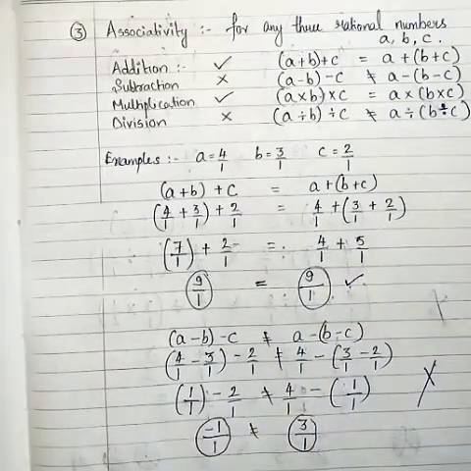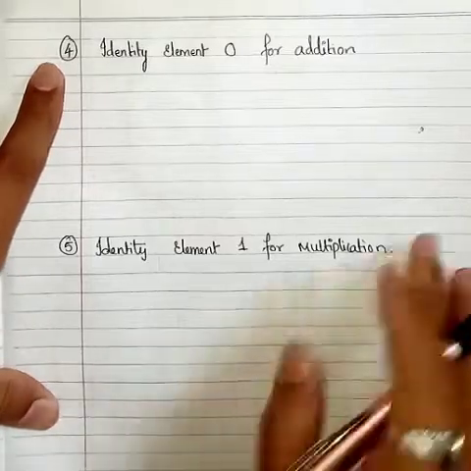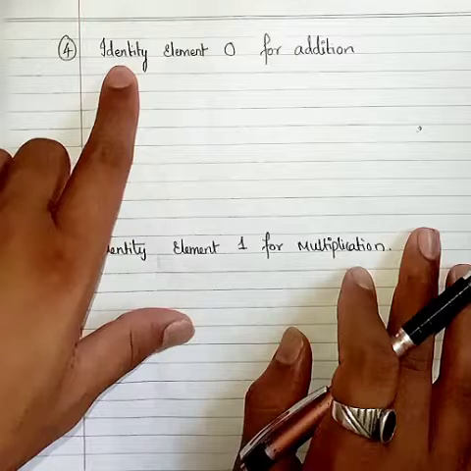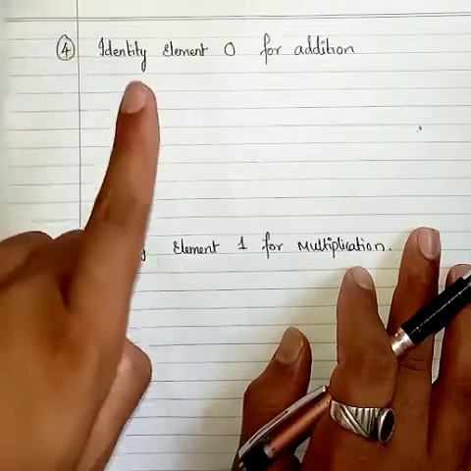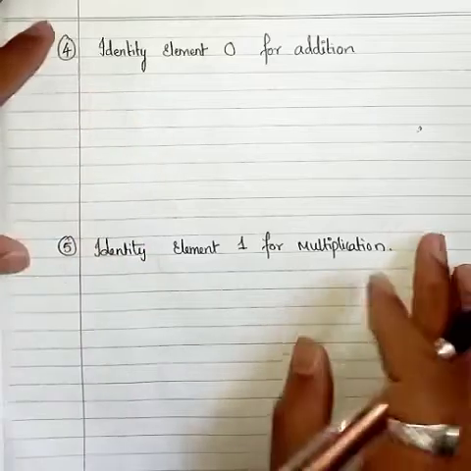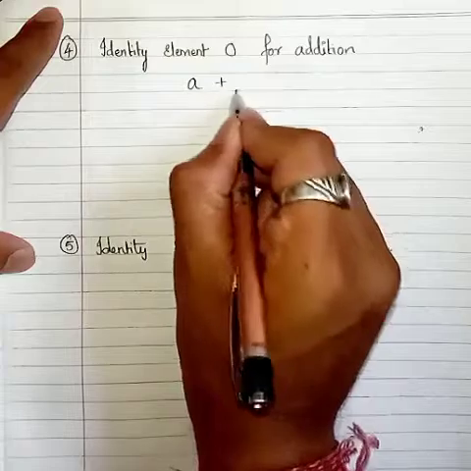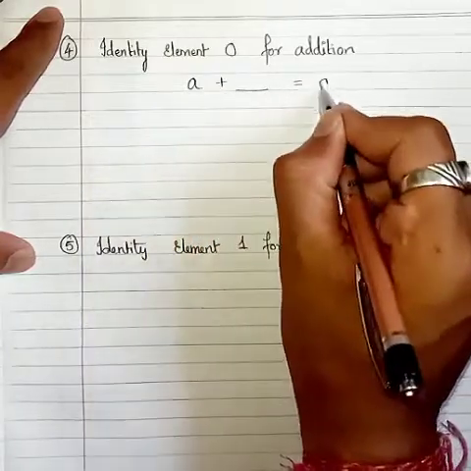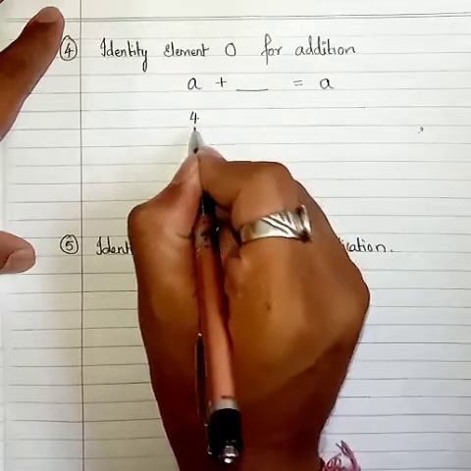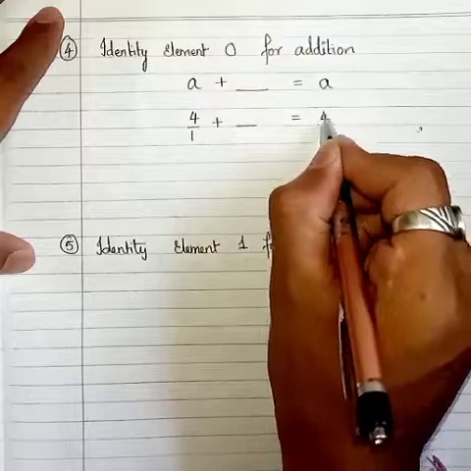Clear? Coming to our fourth important property, that is identity element 0 for addition. So here identity word means if we will add any number to our rational number, the value should not change. Suppose that a is our rational number, and if I add any number, so answer should be a only. Suppose that, for example, we have taken in our previous example a value 4/1. If I add something to it, the result should be 4/1 only.